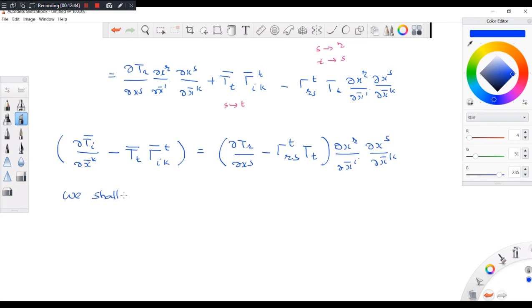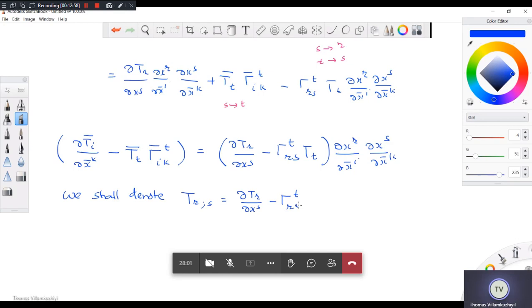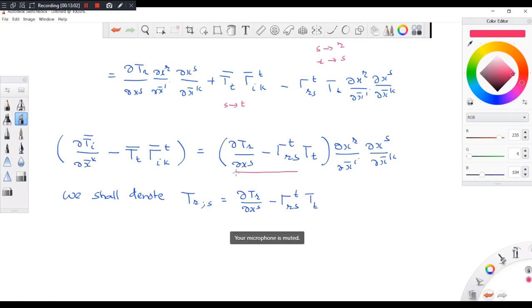T_r semicolon s is equal to del t_r by del x^s minus gamma^t_rs t_t. So whatever is written here, this much, I call it t_r;s. Okay, so you see my notation r and s are coming as subscripts because this is transforming something like a covariant tensor. So that's the reason.